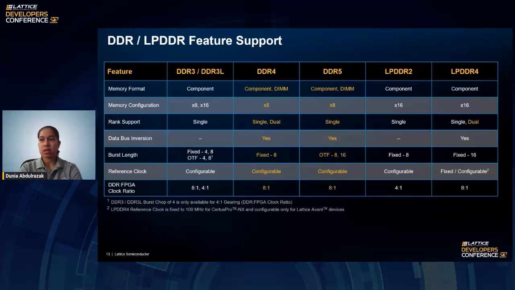In terms of the reference clock for each of these memory controllers, it is configurable for all solutions apart from the LPDDR4 solution targeting Nexus devices. For the Nexus platform, the LPDDR4 solution has a fixed reference clock of 100 MHz. Finally, in terms of the DDR to FPGA clock ratio, 4:1 is supported only for DDR3, DDR3L, and LPDDR2. All other protocols support the 8:1 clock ratio, including DDR3 and DDR3L, which support both 4:1 and 8:1 ratios.